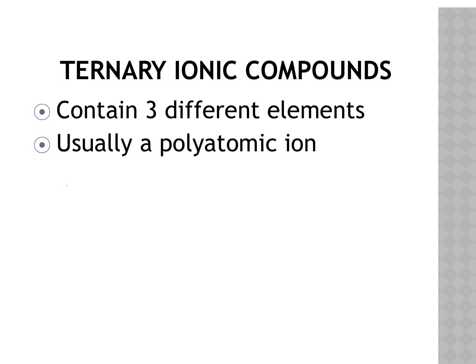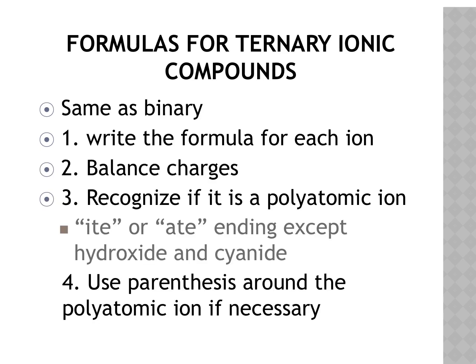Today we're going to learn how to write ternary ionic compounds, both names and formulas. Ternary just means more than two. So they're going to be compounds that are made up of at least 3 different elements. And what that means is there's going to be a polyatomic ion in the formula. Okay, so we're going to start out with how do we write formulas for ternary ionic compounds.